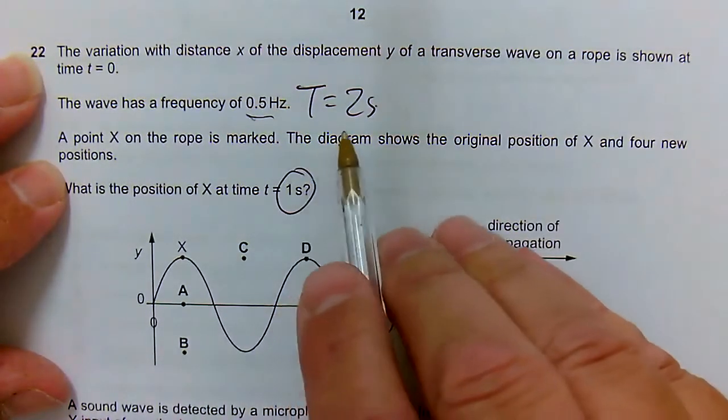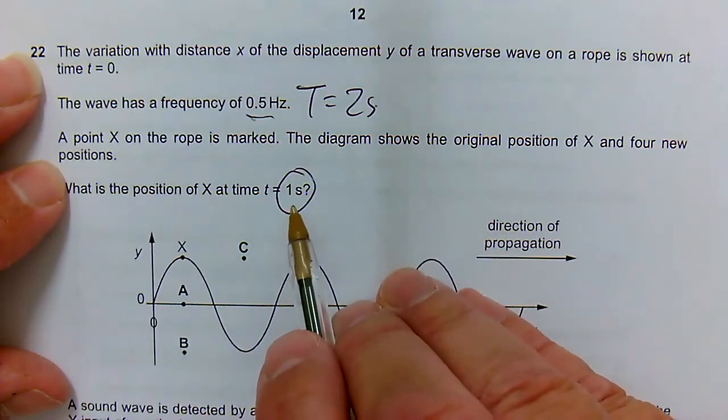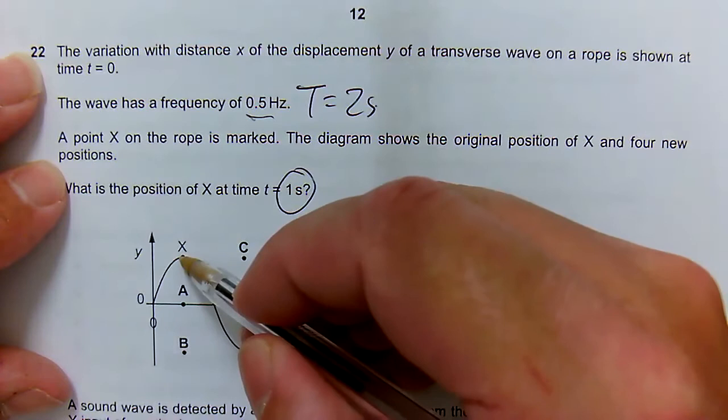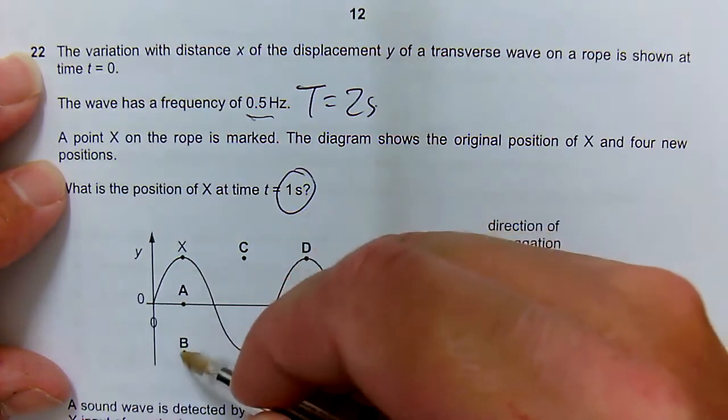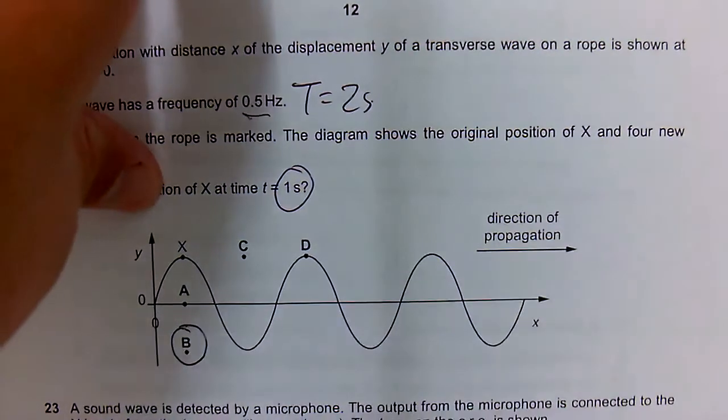So what I said was wrong. So I've got to think carefully. Think. This is half an oscillation. So x will have gone, an oscillation is to go from top to bottom to top. So it will be B is the answer.